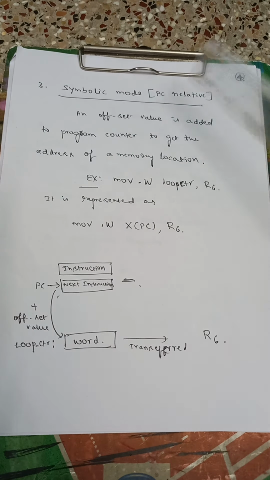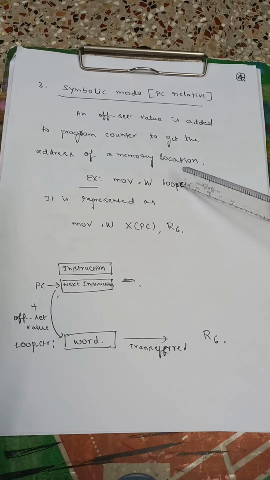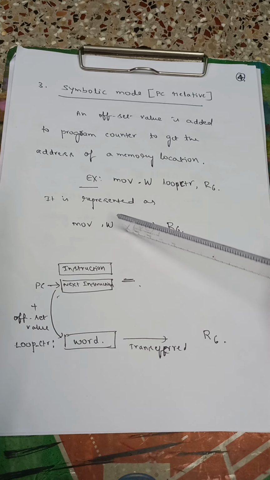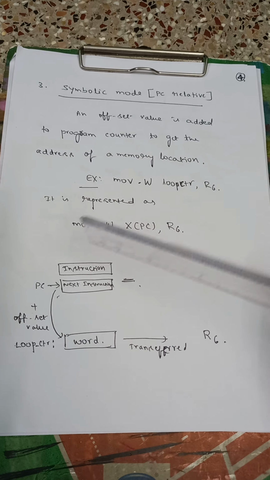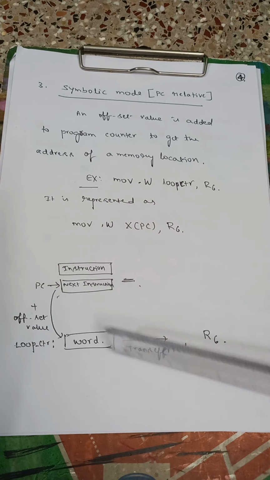Coming to the symbolic mode, here the memory location happens to be in the program counter, which is going to be symbolically labeled. So the memory location is approached by content of program counter added with a numerical value to reach that memory location. For example, move.w loop ctr, where loop ctr is the label of the memory location, R6 is the destination, let us suppose. It is demonstrated here.